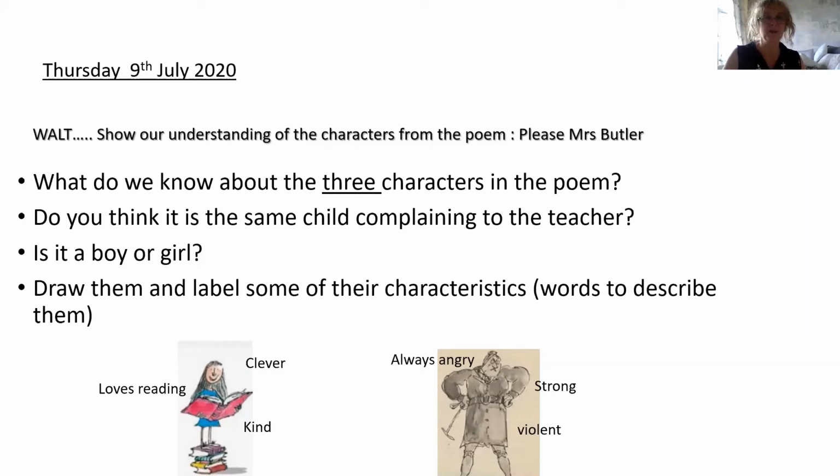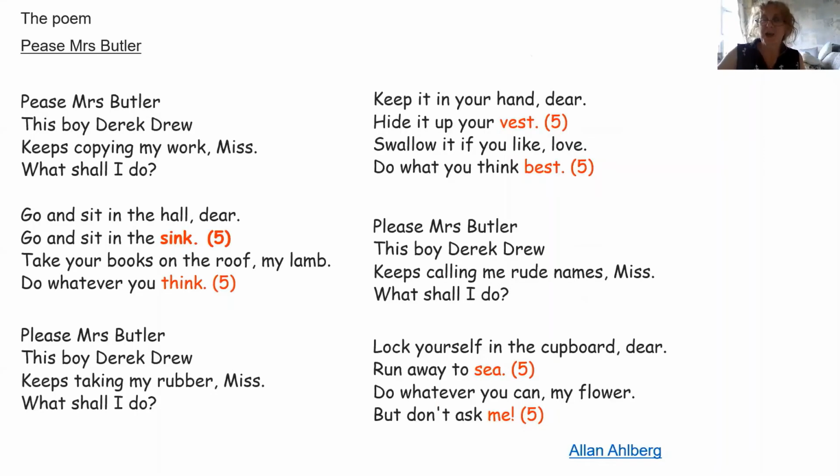So let's have a look then at Friday. So let's look at tomorrow's work. You are going to write 2 verses. Now the first verse will be really easy, because this is the child, the girl, the boy complaining to the teacher, and they all start the same. They have 3 lines which are the same. Please, Mrs. Butler, this boy, Derek Drew, what shall I do?